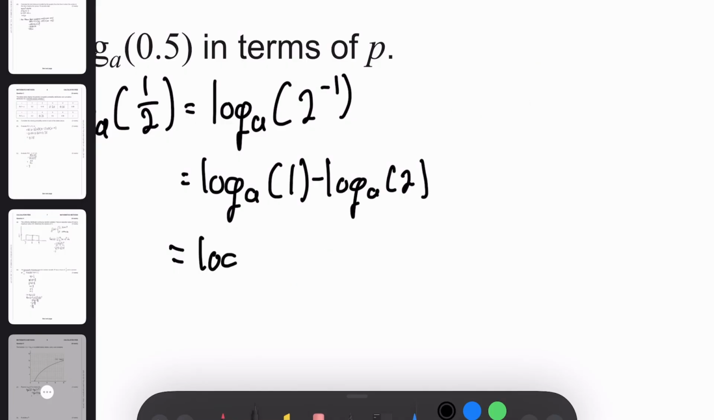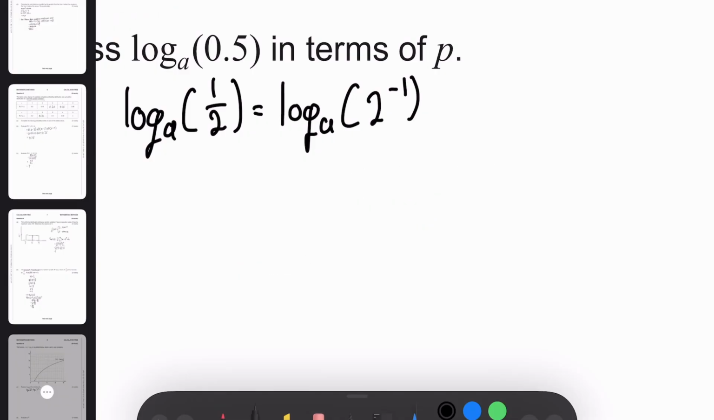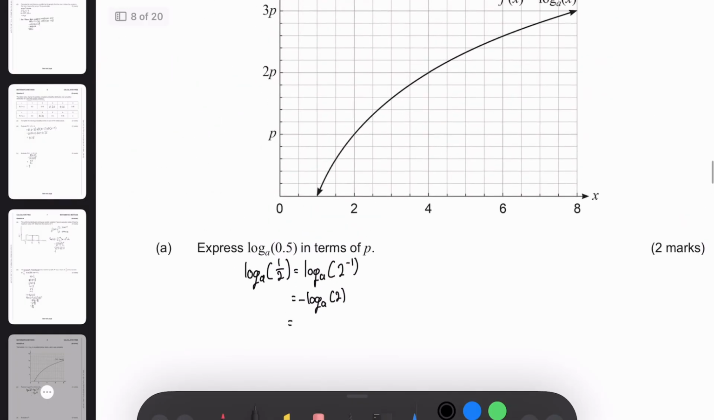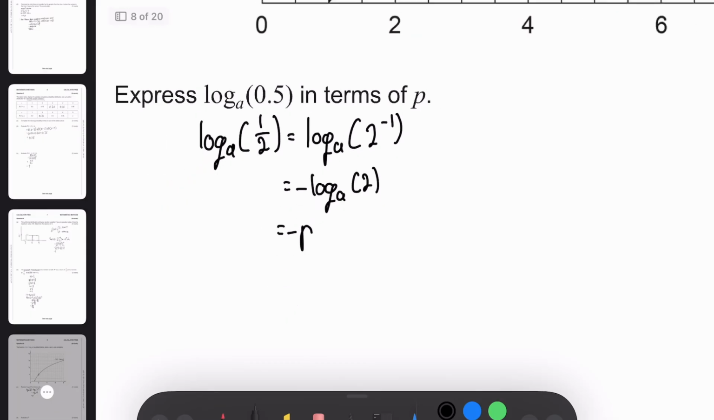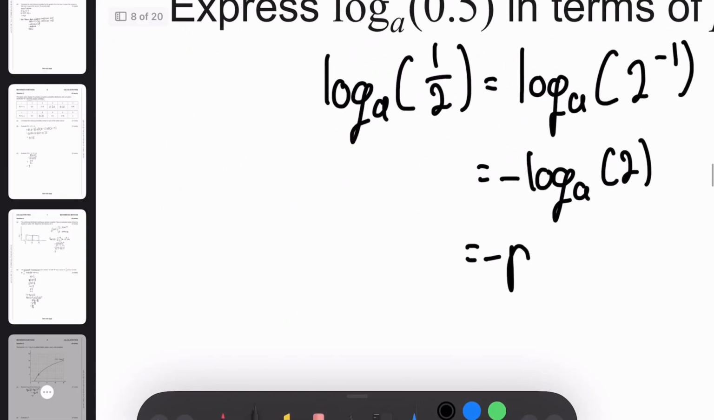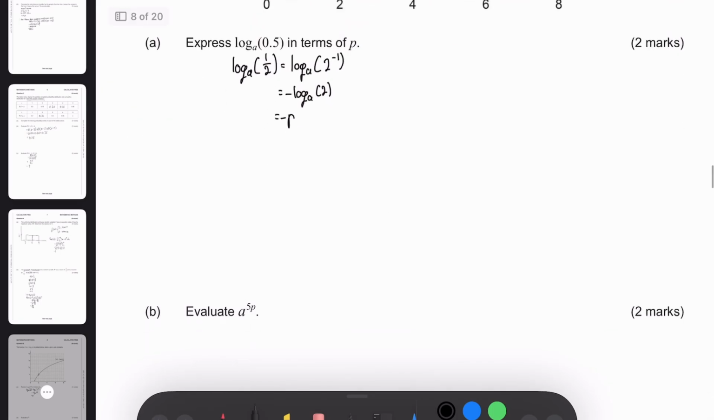Okay, so then let's do it the faster way, which would just be going straight from here to log a of 2. And then we are given log a of 2 here, which is p, so this would just be negative p. Okay. The 1 minus 2 is that whenever we have a division inside our logarithm function, we can separate it out into a subtraction.